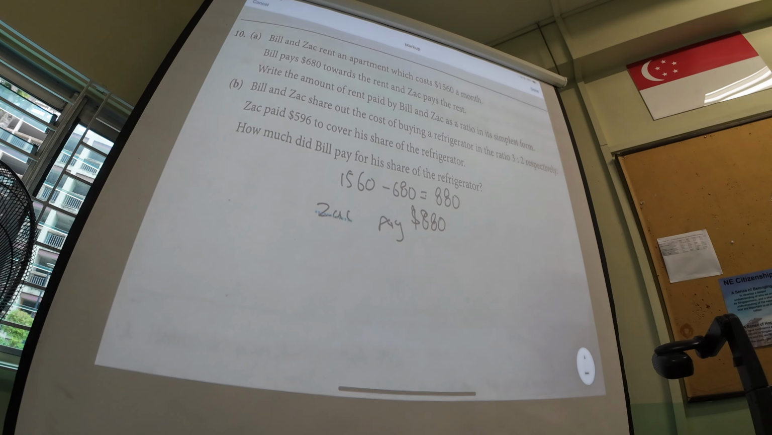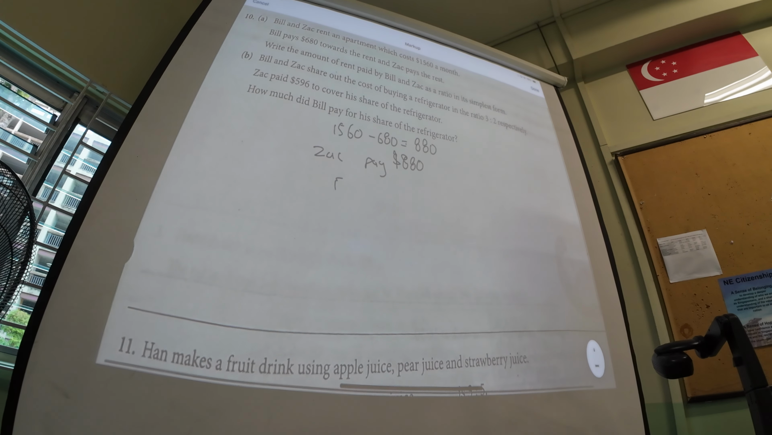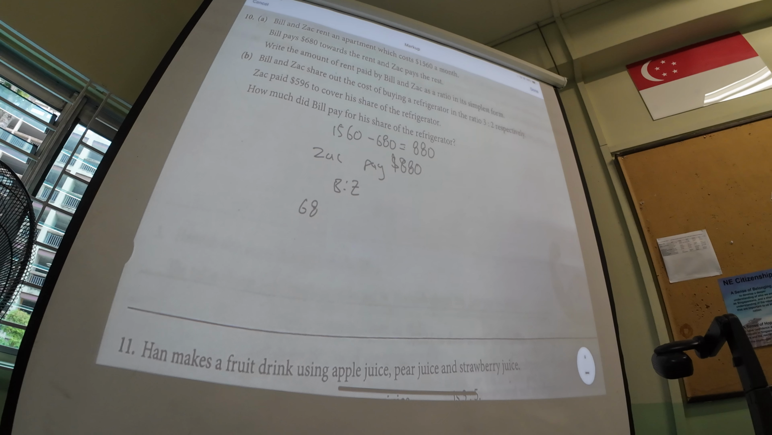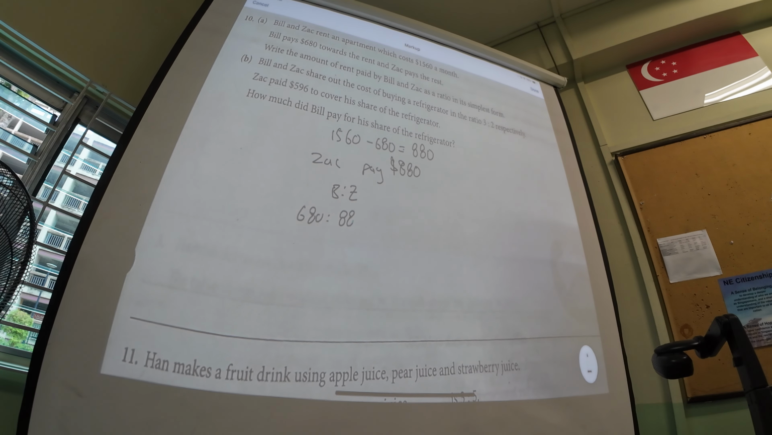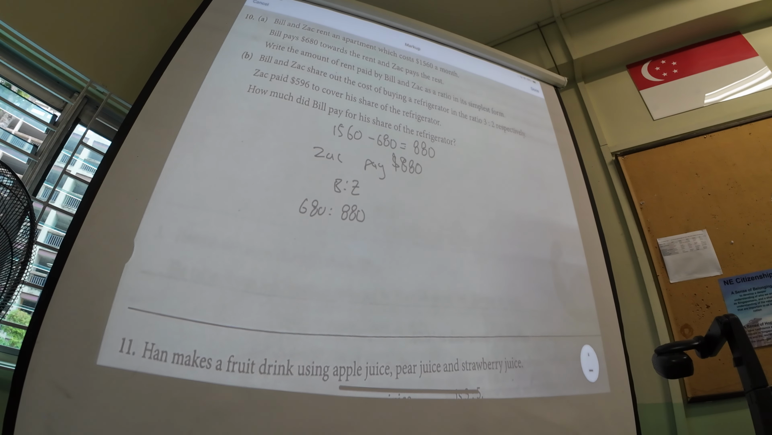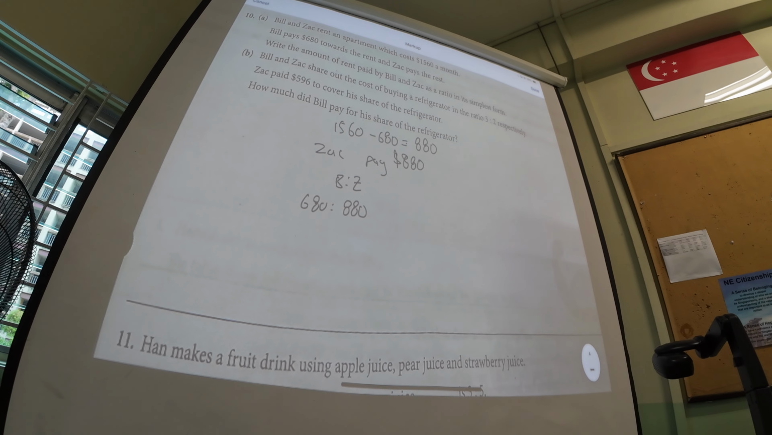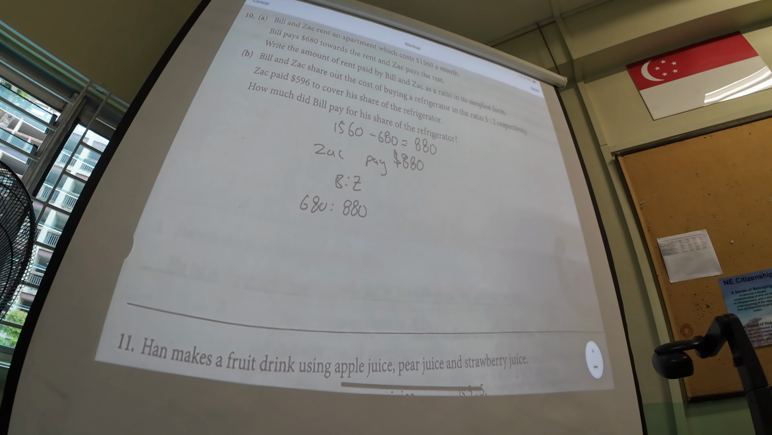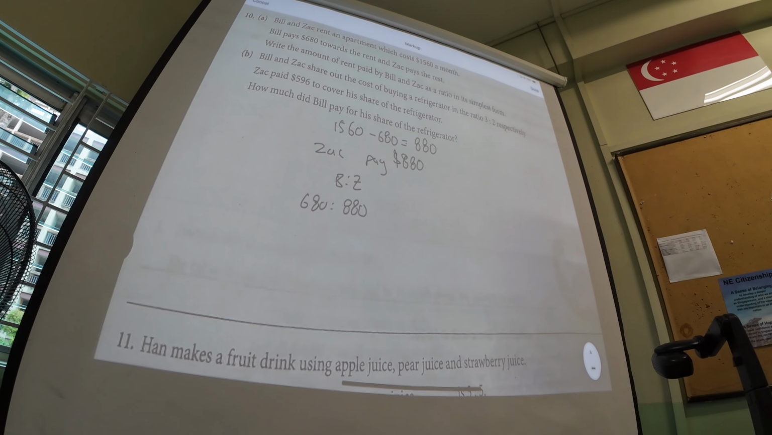Then ratio by Bill and Zach. Bill come first, Zach come later. So Bill is to Zach. Bill is 680, Zach is 880. They are both dollars. So no need to write the unit also can. The unit can cancel out each other already. So 680 to 880.